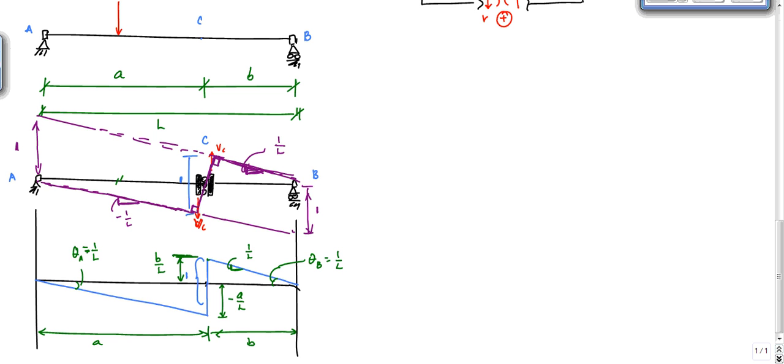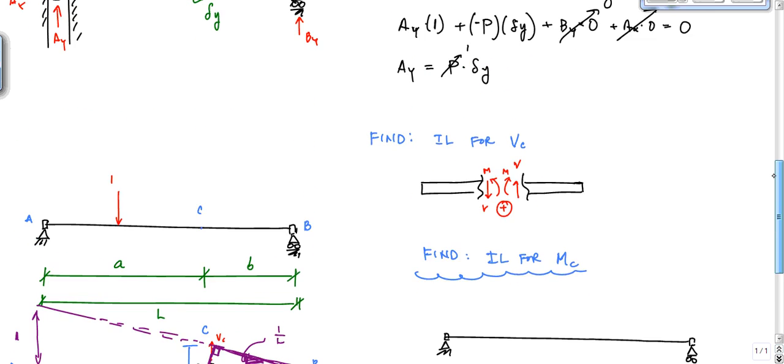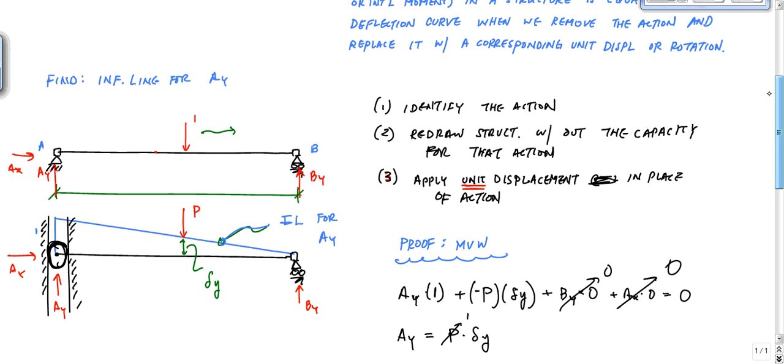All right, let's see what it's like if I want to find the moment now at C. So if I want to find the influence line for the internal moment at C, I have the beam structure here, A, B, C, length A and length B, and all that other business. But now I have to redraw the structure again right here. Here's A, and here is B. And at point C, I want to release the moment. I've identified the action, and I want to redraw the structure without that capacity, with that release.